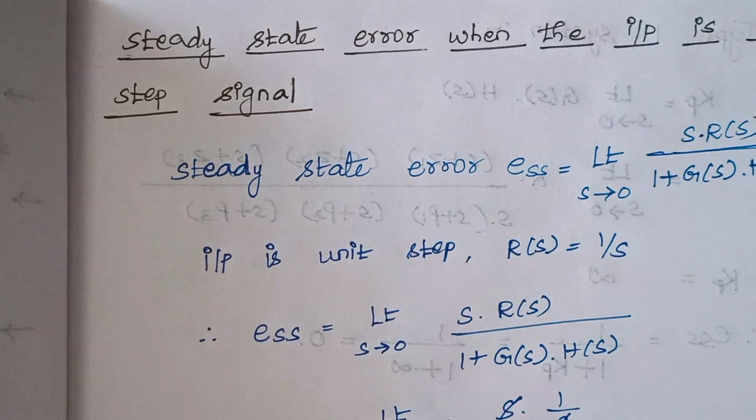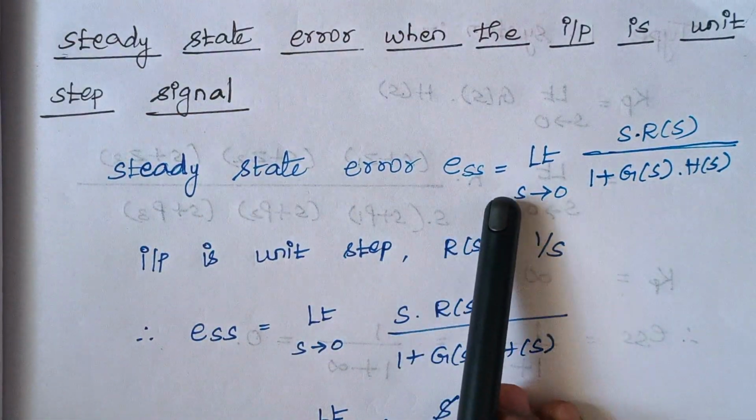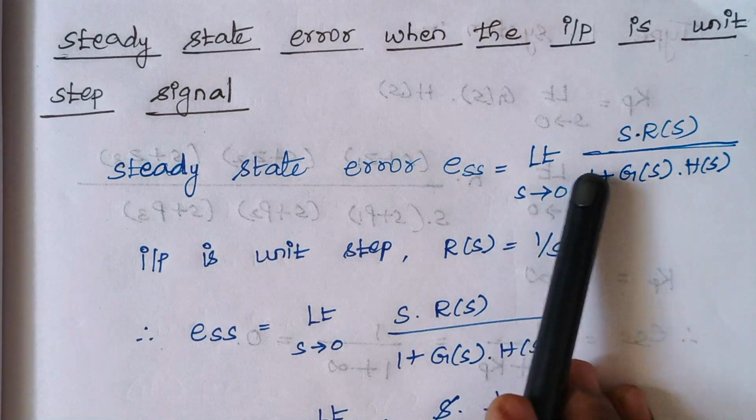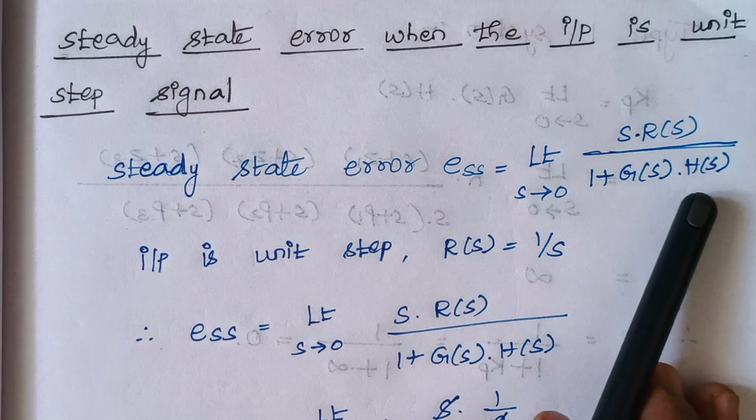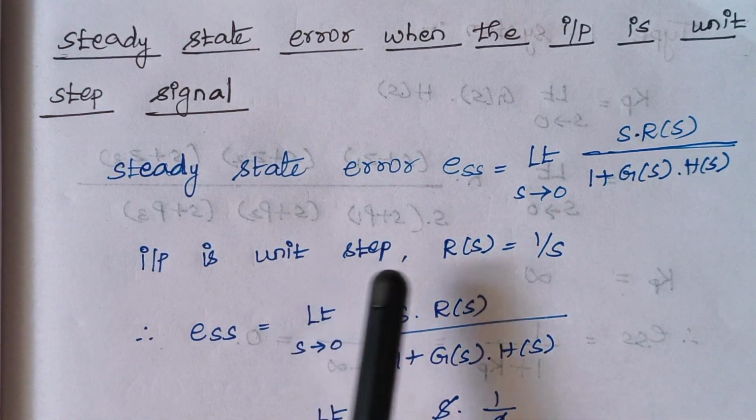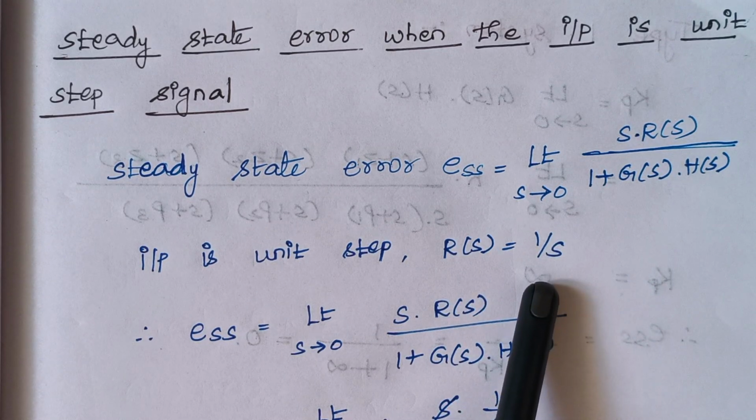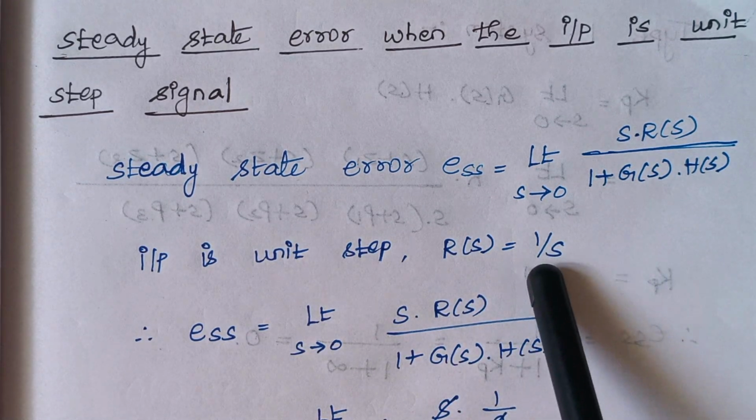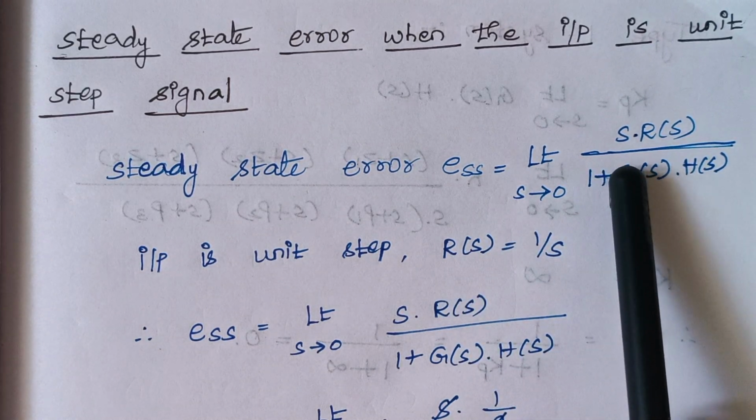The steady state error is given by the formula E of s is equal to limit s tends to 0 of s into r of s divided by 1 plus g of s into h of s. Now what is the unit step? For unit step, what is the value of r of s? It is nothing but 1 by s. So here we are going to substitute the value of r of s as 1 by s in this expression.